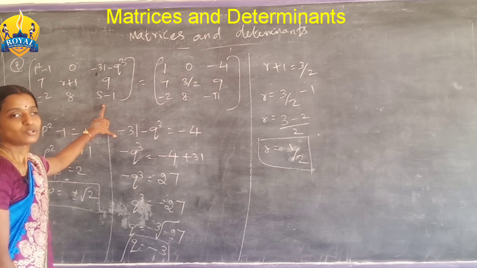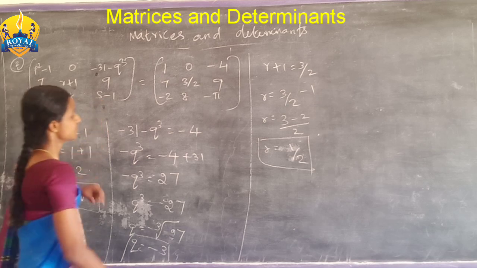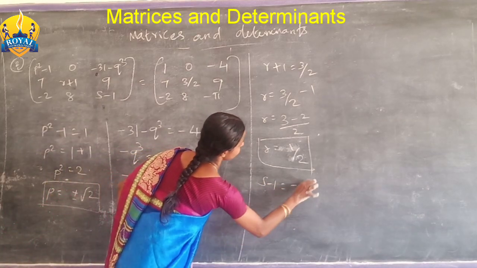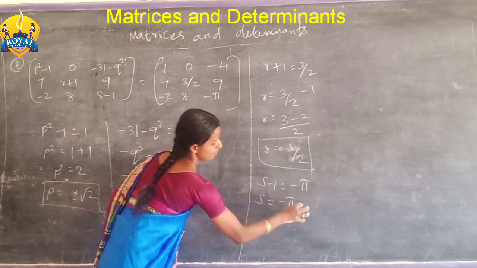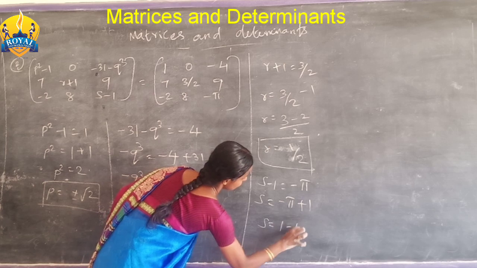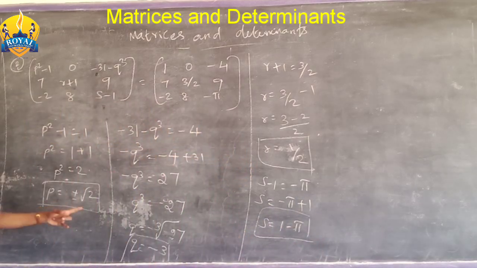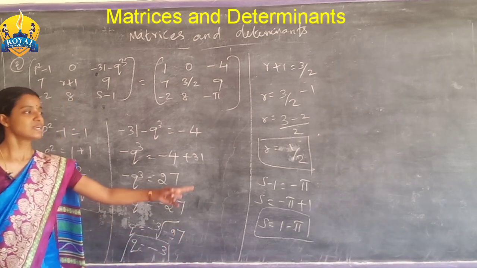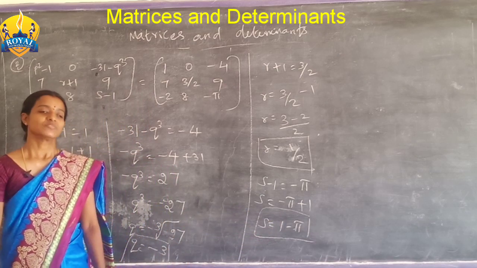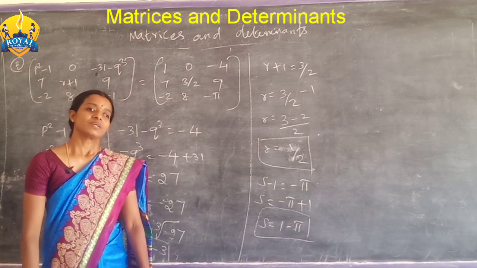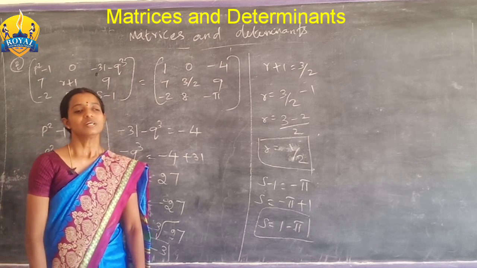Similarly, to find the value of S, the last element, S minus 1 equals minus 5. So S is equal to minus 5 plus 1, so the value of S is minus 4. So my value of P is plus or minus root 2, Q equals minus 3, R equals 1 by 2 and S equals minus 4. Any doubts, children? Only the first problem, first subdivision, I wanted you to complete as homework.